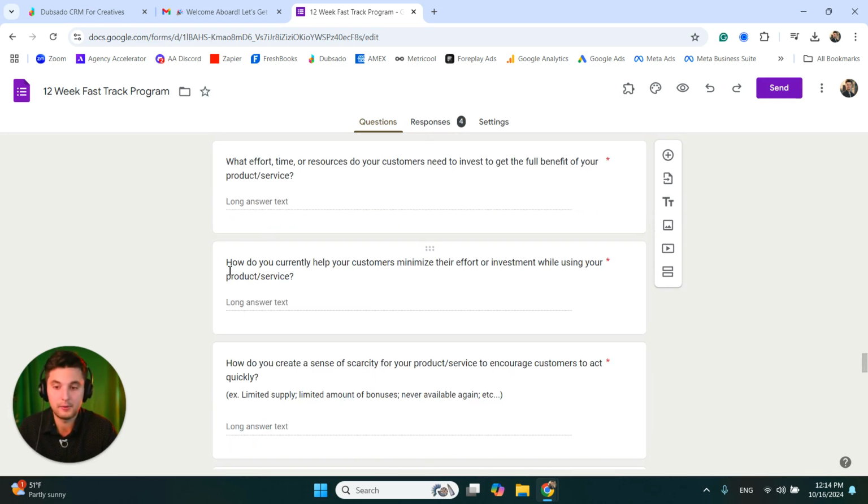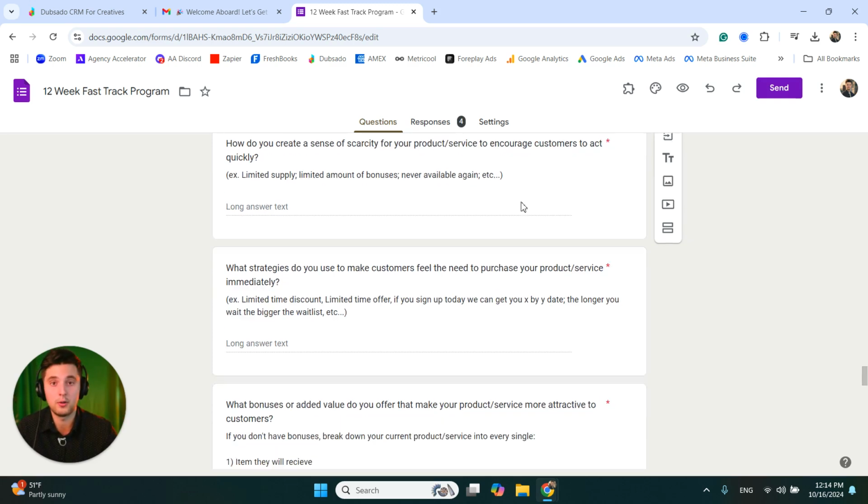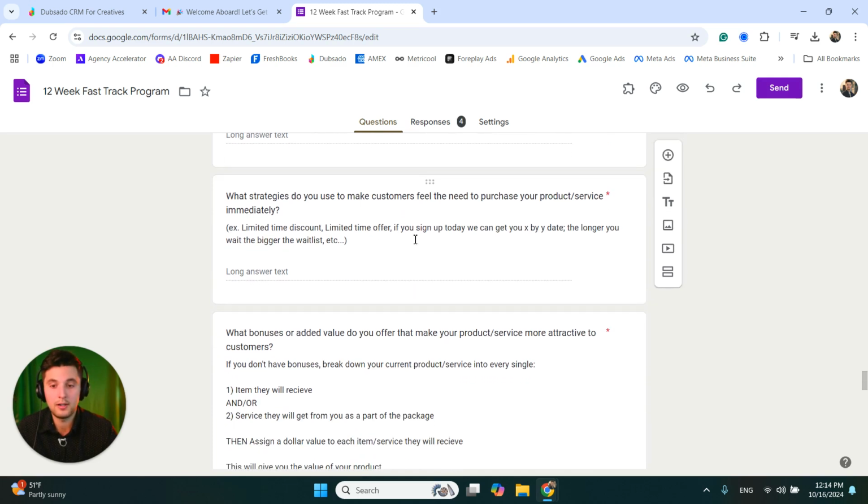And then that's exactly what the next question says. It's how do you minimize their effort or investment with your product. How do you create a sense of scarcity for your product? So for example, if you're selling golf balls, this could be like a limited edition, right? 1 out of 40 or whatnot. So how are you creating that scarcity for your product, or can you even create that?